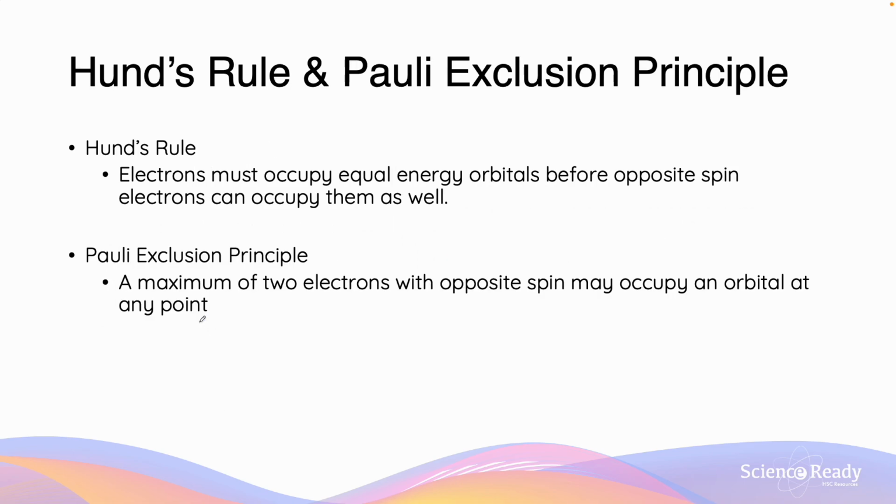The next two rules are Hund's rule and the Pauli exclusion principle, which we will treat together. Hund's rule states that electrons must occupy equal energy orbitals before opposite spin electrons can occupy them as well. The Pauli exclusion principle states that a maximum of 2 electrons with opposite spin may occupy an orbital at any time. Now for the purposes of Year 11 HSC chemistry, we do not need to delve into what spin is, just know that it is a quantum property which electrons have. So in essence, what the Pauli exclusion principle is saying is that there can be a maximum of 2 electrons in each orbital, which we talked about before.